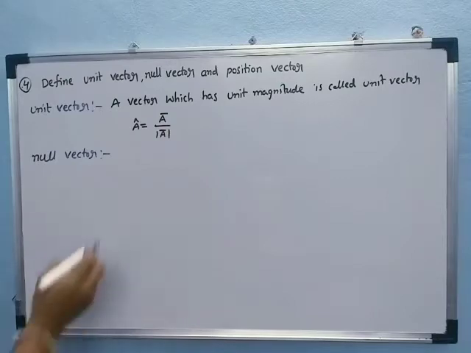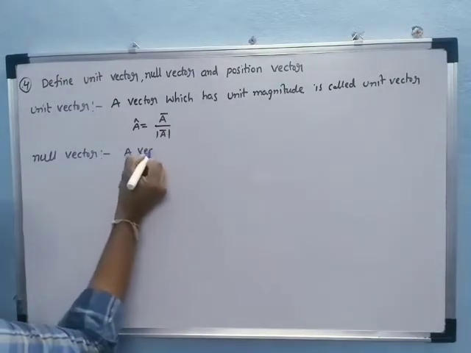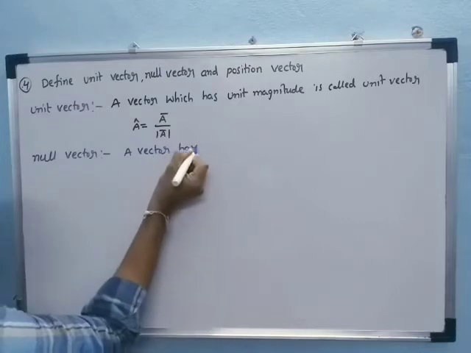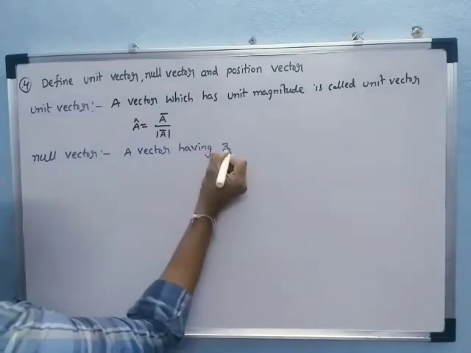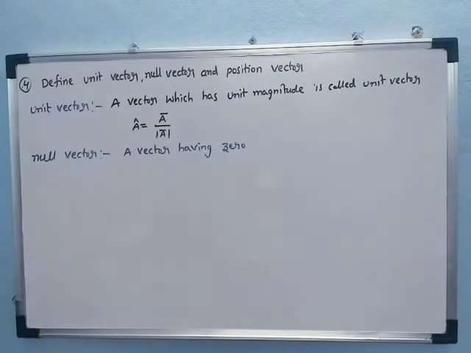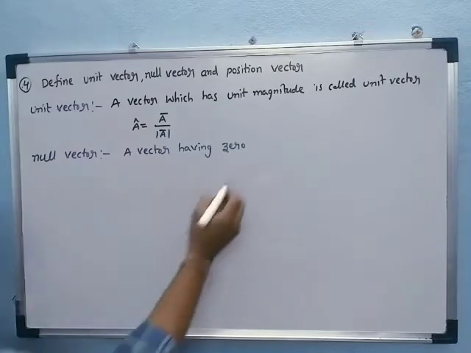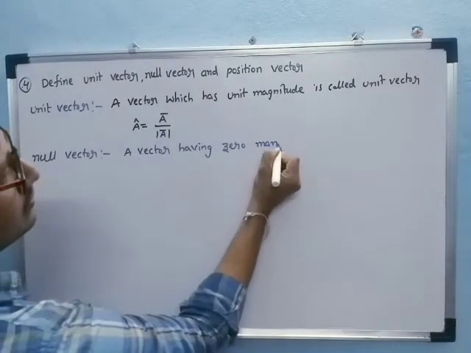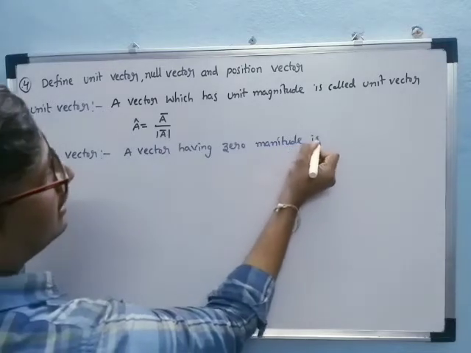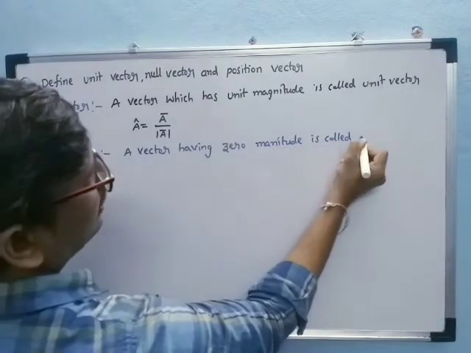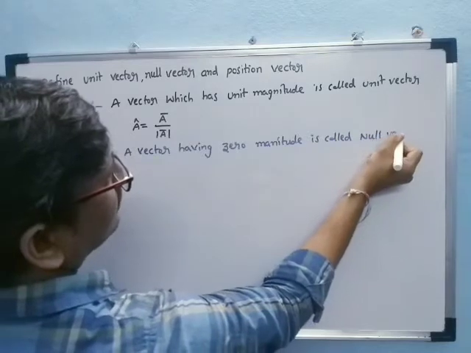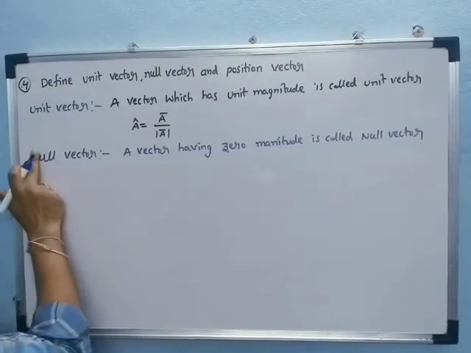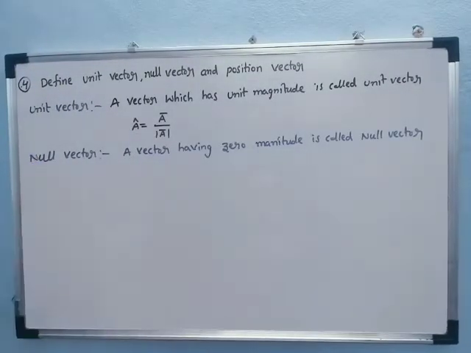A vector having zero magnitude is called null vector. What is this? Null vector means a vector having zero magnitude is called null vector.